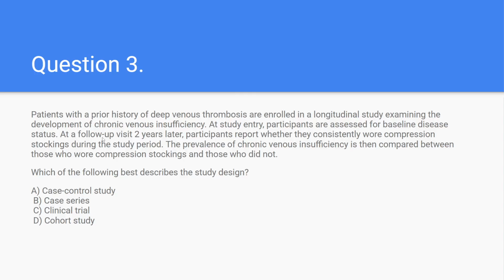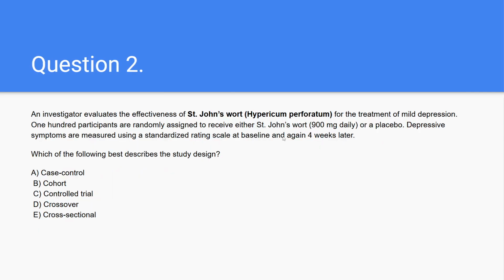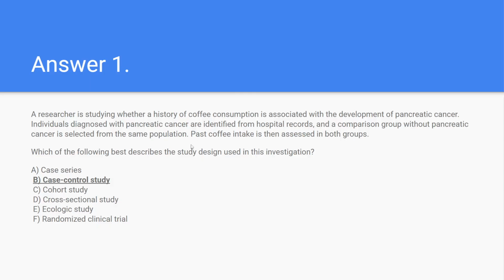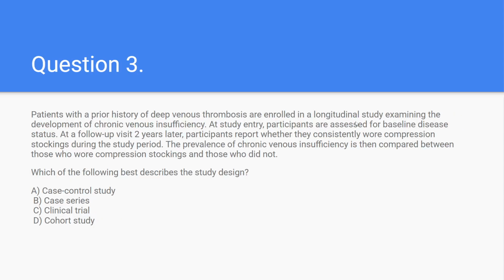Whereas the cohort is just that they're given the compression stockings, right? That's the exposure that they received, and they're followed over time. So for the question, cohort or case control: with case control, you already have the outcome, and then you're looking back. Whereas for a cohort, you're given the exposure, the compression stockings, and then followed up over time.